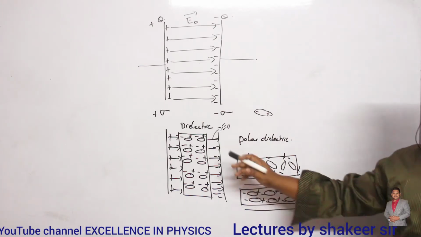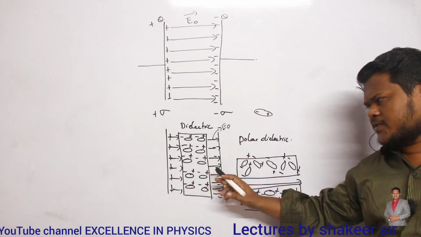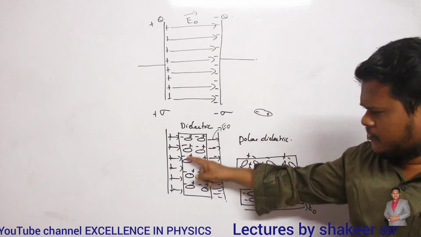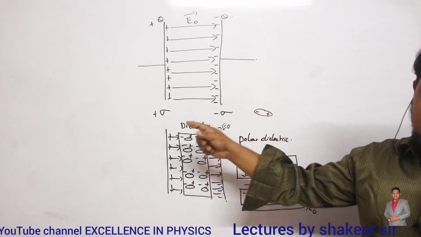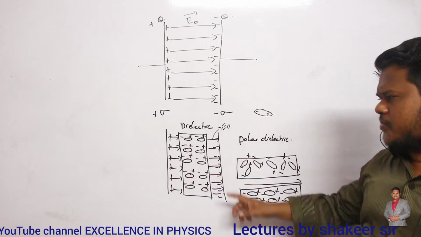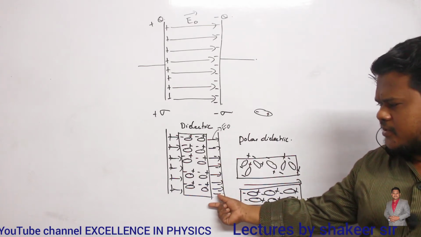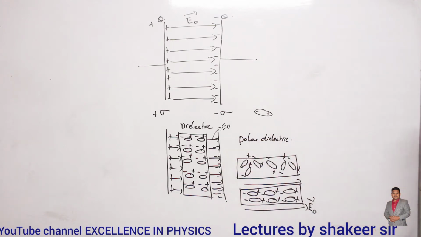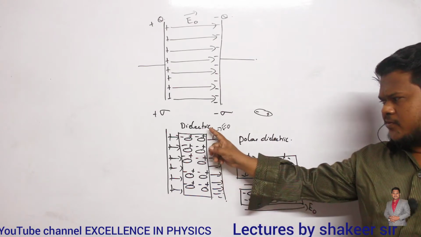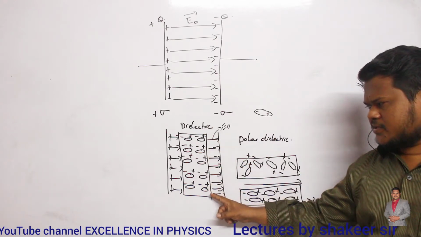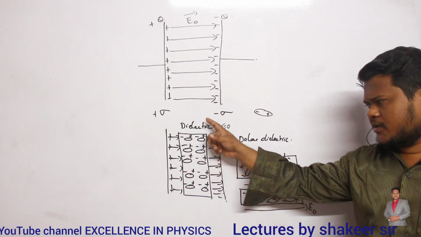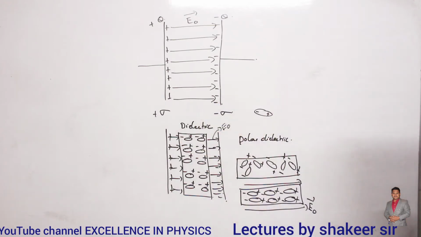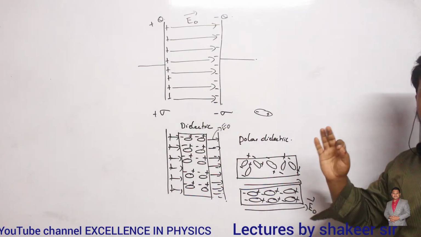Molecules are arranged in which order? Positive charges are present in the direction of the electric field. Negative charges are present in the opposite direction to the electric field. So if molecules are arranged like this, what can you say about the induced electric field?